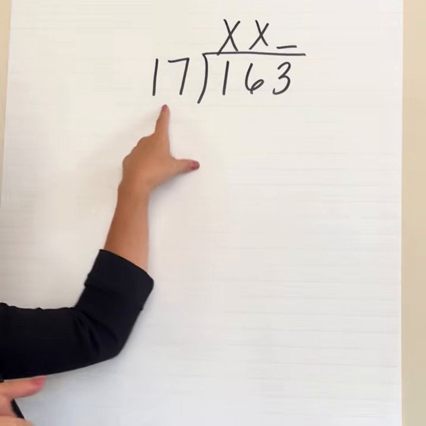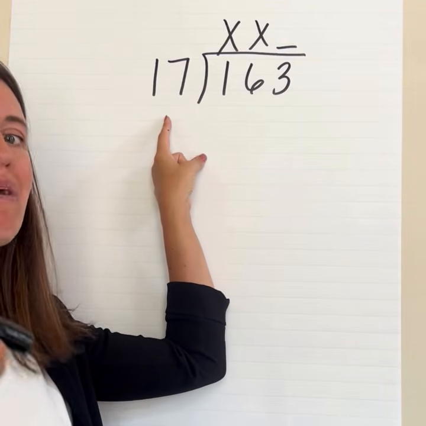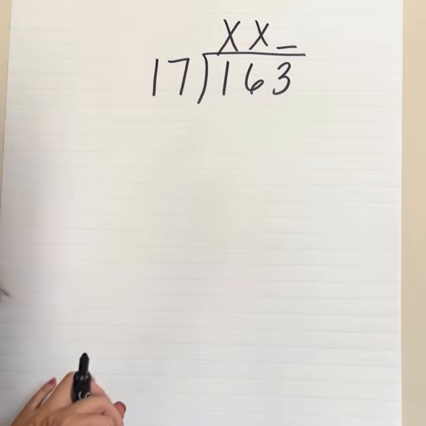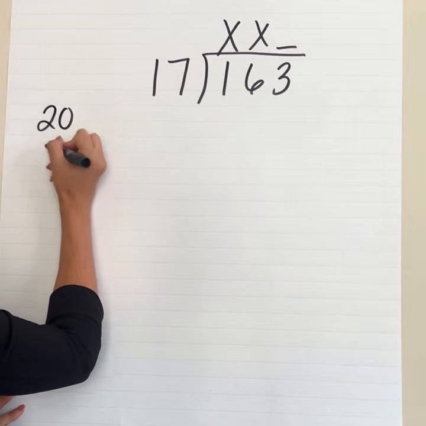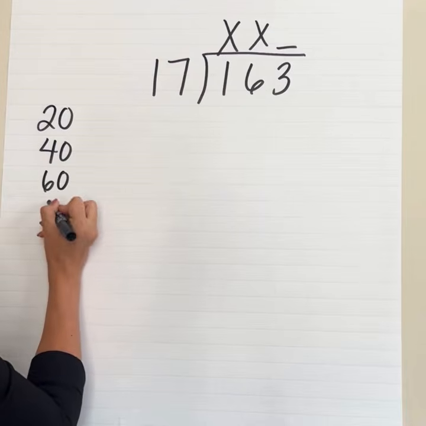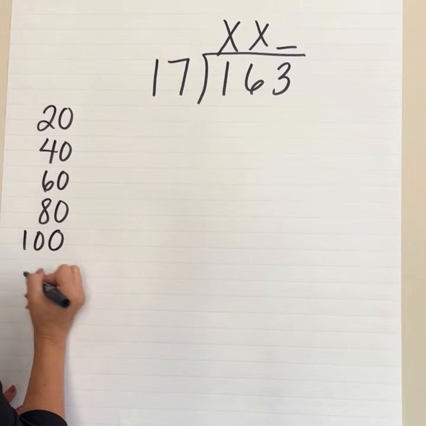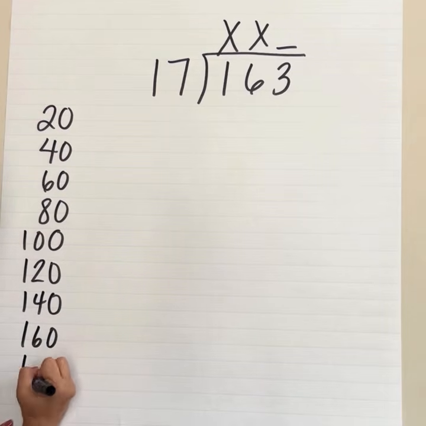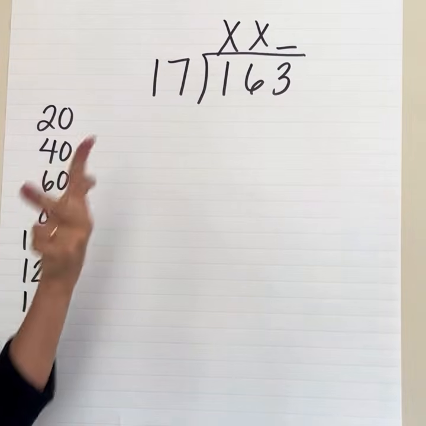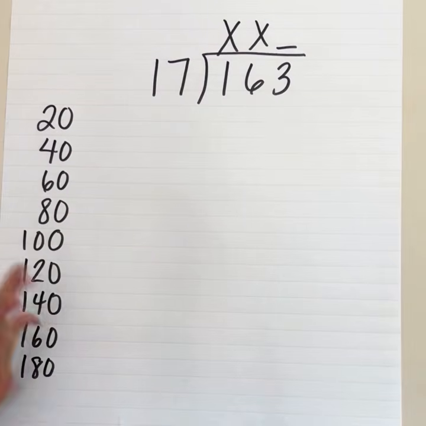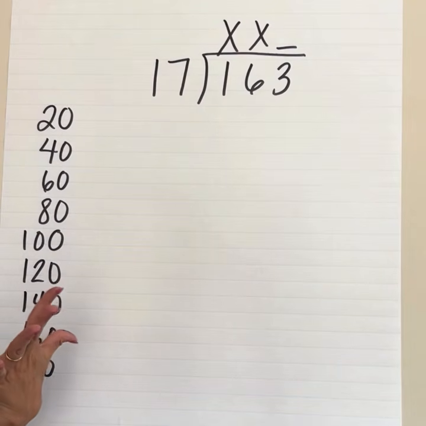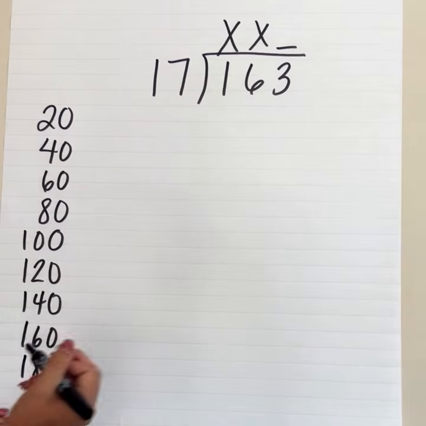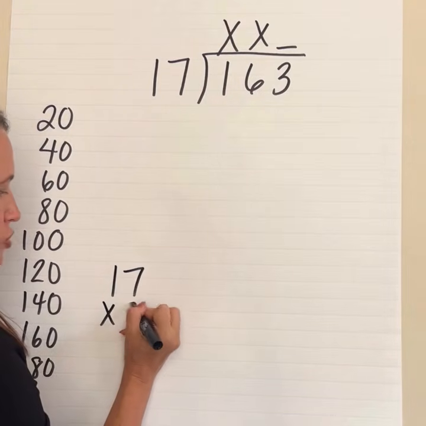time. I don't know my 17s, but I do know my 20s, and 17 is pretty close to 20. Let's count by 20. 20, 40, 60, 80, 100, 120, 140, 160, and 180. We're gonna count by 20, don't pass 163. 20, 40, 60, 80, 100, 120, 140, 160. Okay, 180 is too far, so let's try 8 groups. 17 times 8 is what we're gonna check.